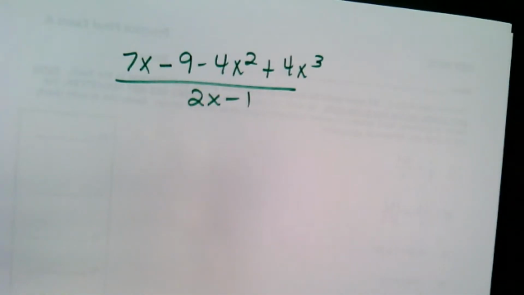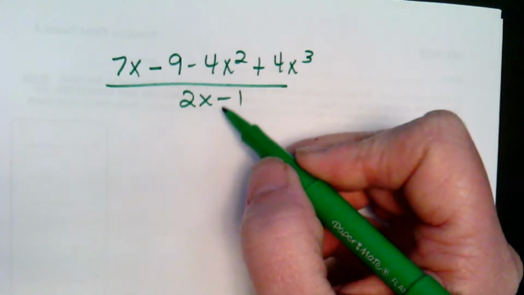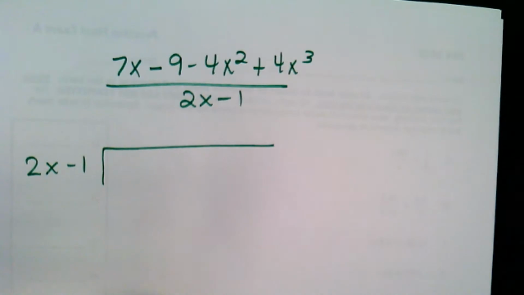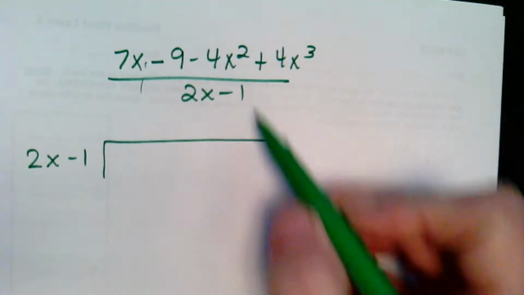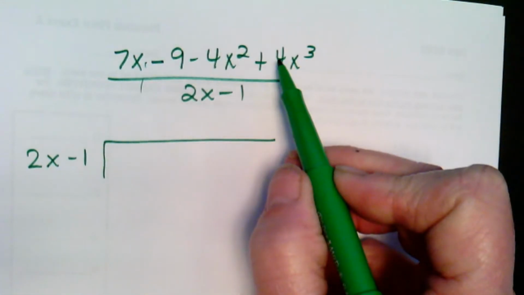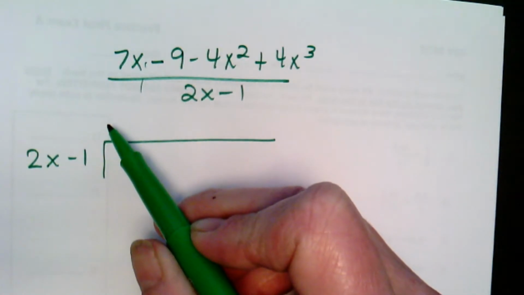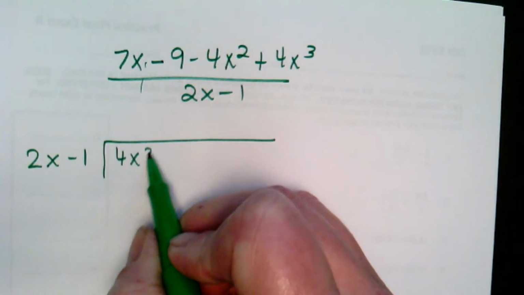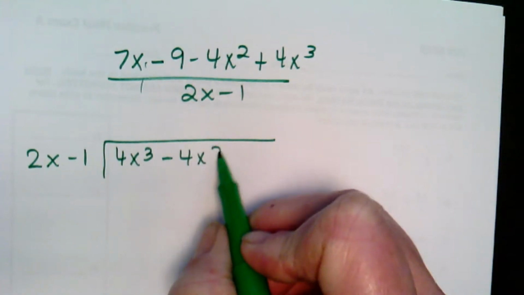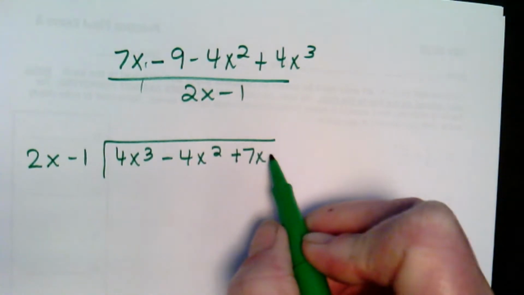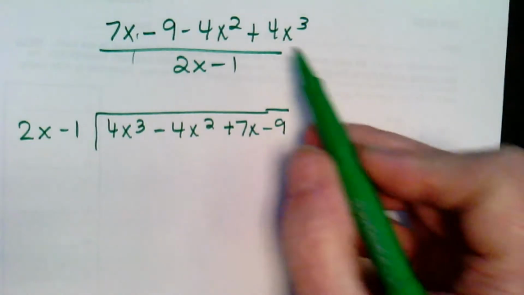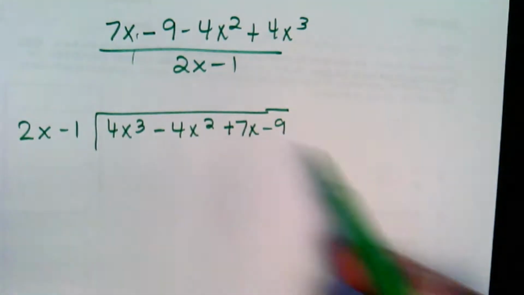So remember, this is a division problem. That's what this means. The bottom always goes outside. Now, before we start, you should always write this from highest exponent to lowest. And make sure when you rearrange that the correct signs are coming with it. Whatever's in the front of it is the sign that comes with it.